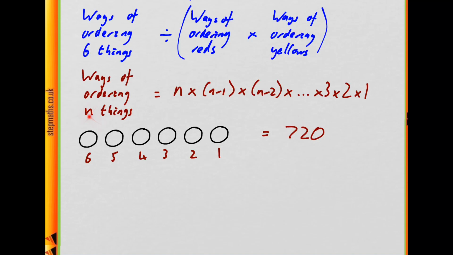And if I had had, say, 100 things or 3 things or any other number of things, so n things, we'd have the same process. So you've got n choices here, then n minus 1, and n minus 2, etc., all the way down to 1. And that's why this is the number of ways of ordering n things.